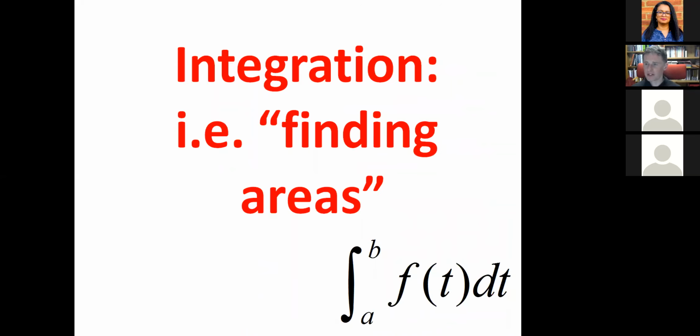Okay, so we've looked at finding gradients. So let's go the opposite process and find some areas. And this is Leibniz's notation for finding the areas, which is what we call an integral. And literally, it's an Old English sum of the height of a function times a little bit of its width. In other words, a rectangle. And literally, it is what it says it is.